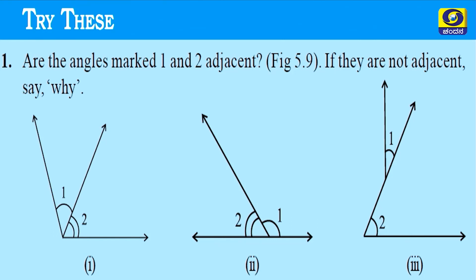Come to the second diagram. In the second diagram, between angles 1 and 2, there is a common arm and a common vertex. Therefore, 1 and 2 are an example of adjacent angles. Now, come to the third figure. In this case, there is a common arm, but there is no common vertex. This diagram 3 is not an example of adjacent angles. Is it clear, my dear students?